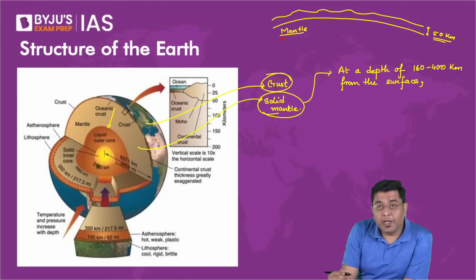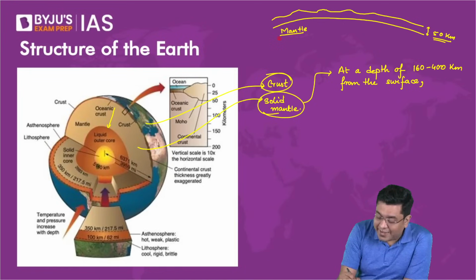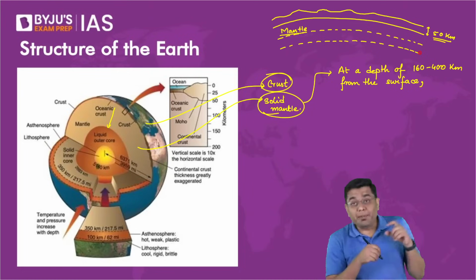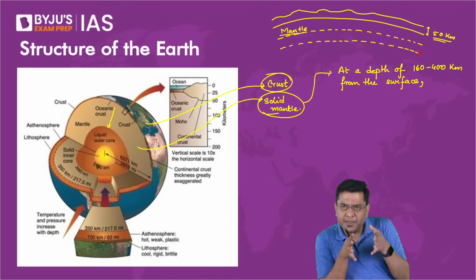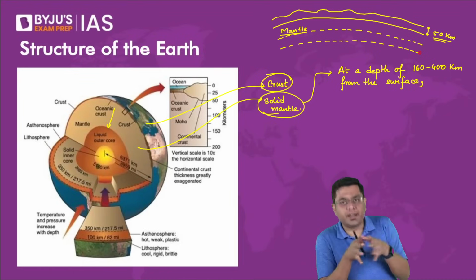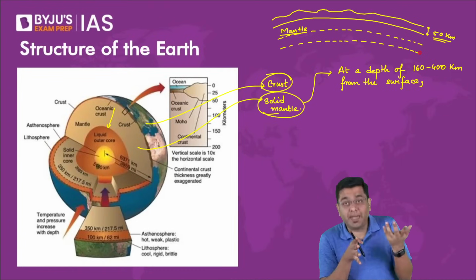After you reach around 160 to 400 kilometers from the surface, at that depth the region of the mantle, for a significant proportion, is in a semi-solid or plasticky state. It is not a complete liquid, it is not a complete solid, it is a semi-solid plasticky state. What do we mean by the difference between solid, semi-solid, and liquid? When we say liquid, it can flow. When we say solid, it is rigid. But semi-solid or plasticky is somewhere in between, where it is partially molten but not completely liquid.